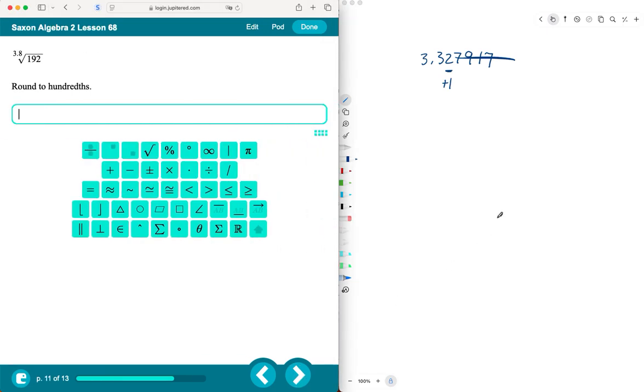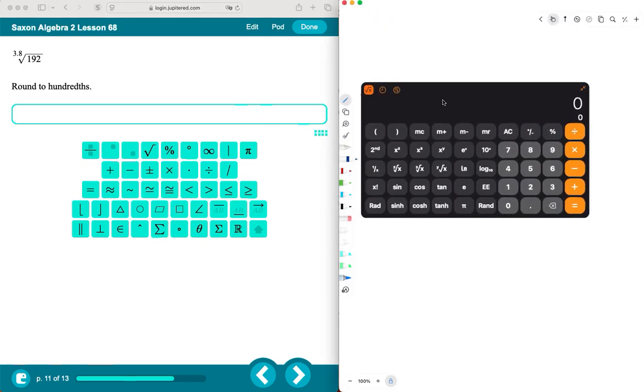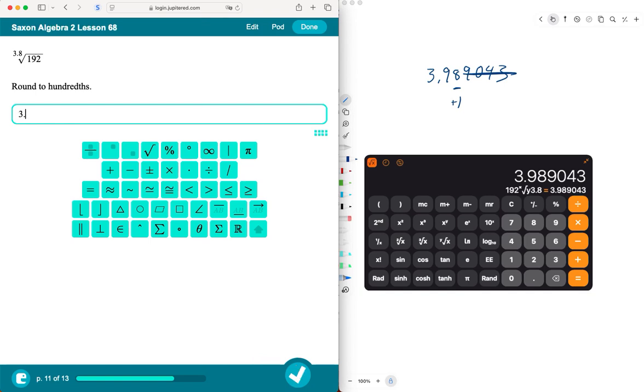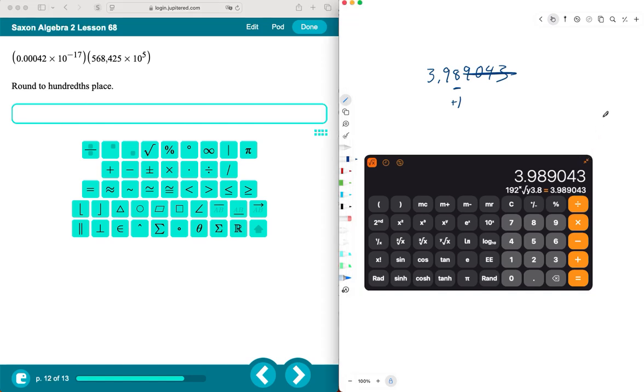Next problem. Again, same type of thing. You just need your calculator in scientific mode. I'm going to use the same function key, 192 in the square root with an index of 3.8 equals 3.989043. Round to hundredths, that's this place here. 9 is definitely more than 4. So cross that out, add 1. So it's going to be 3.99. And that's correct. All right, fun times.